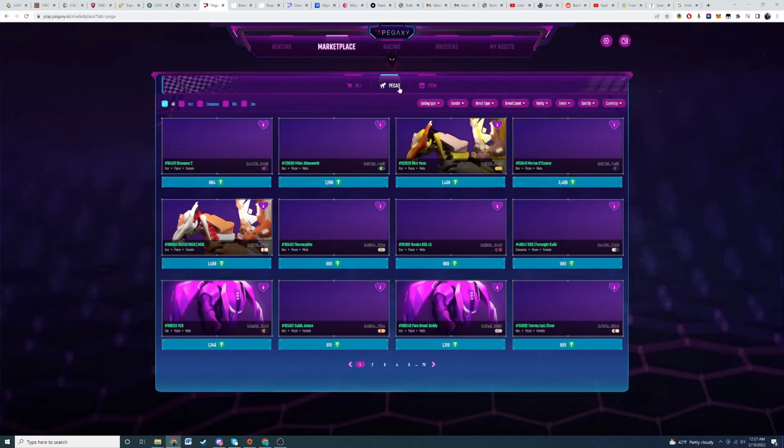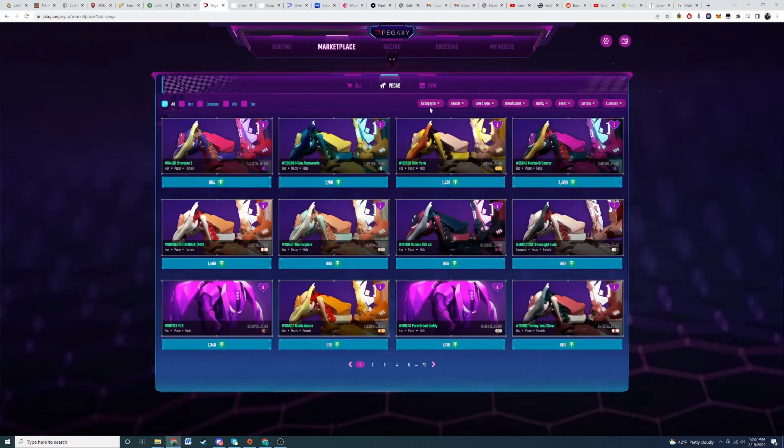So here we are. We're looking at Pegas only right now. There are a variety of filters. You can sort by breed type, rarity, gender, listing type, auction or fixed price, breed count, which is this number and the little heart in the upper right of each Pega's card.